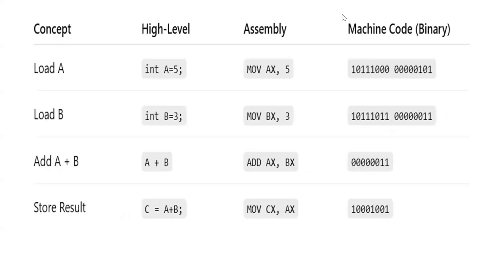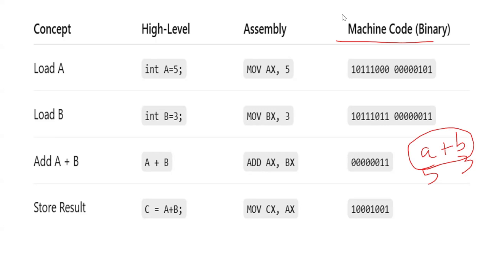I tried to put up a comparison for you so that you'll understand how the languages have evolved. At the right extreme, you can see machine code, which is binary code for the same operation: adding two numbers, A and B, where A is holding 5 and B is holding 3, and I want the result of this summation.